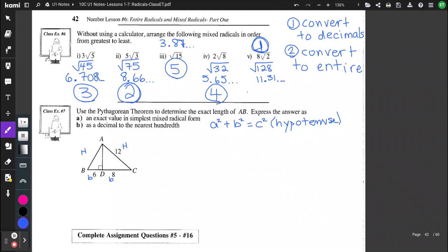We don't have a number there though. But what is it asking us to find? It says, use Pythagorean theorem to find the exact length of A to B. So I'm going to put an X there. That's what they want me to find. So we have to find that number as an exact value, in mixed form, and as a decimal.